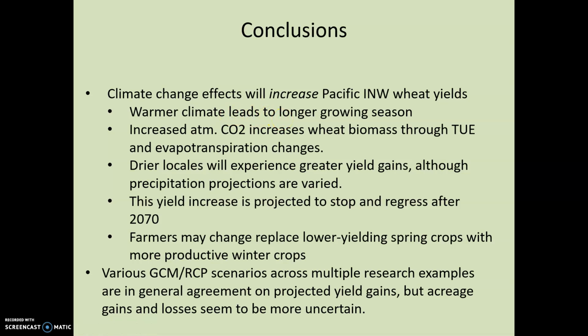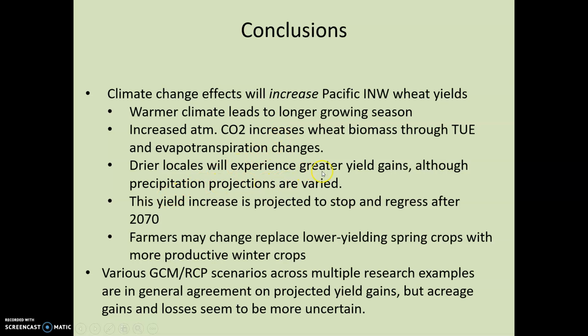Winter wheat is a higher yielding wheat, so you have more planting days. If it thaws earlier, you can plant earlier. And so you can maybe replace some of your spring crops with a winter crop with these changes. Farmers need to be aware of that. Increased atmospheric CO2 increases wheat biomass through TUE and evapotranspiration changes. So remember, the more carbon, the faster the plants are going to grow, it's better.